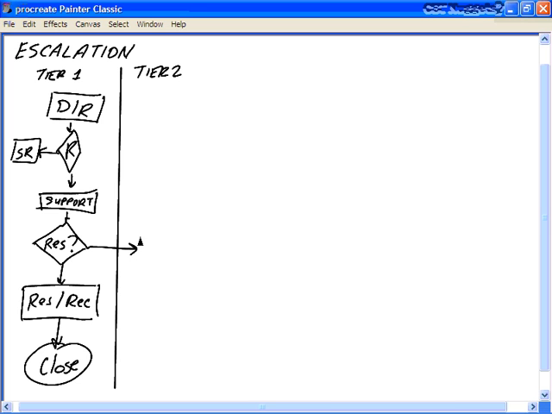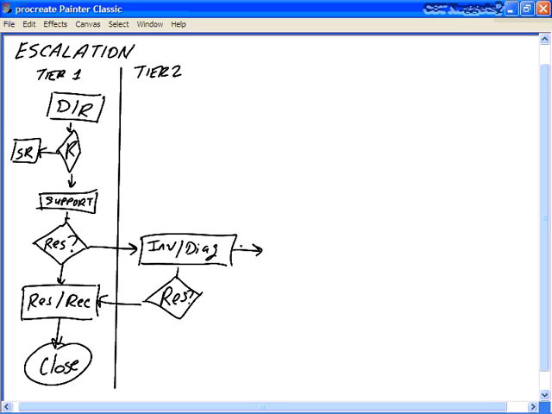So once we go to this Tier 2, it's the Tier 2 personnel that are involved in investigating and diagnosing the problem or the incident. Now, if this is resolved, we'll just put RES. If this is resolved, then we go back over here to that resolution and recovery process and closure. If it's not, we'll just put no, and this should be no here.